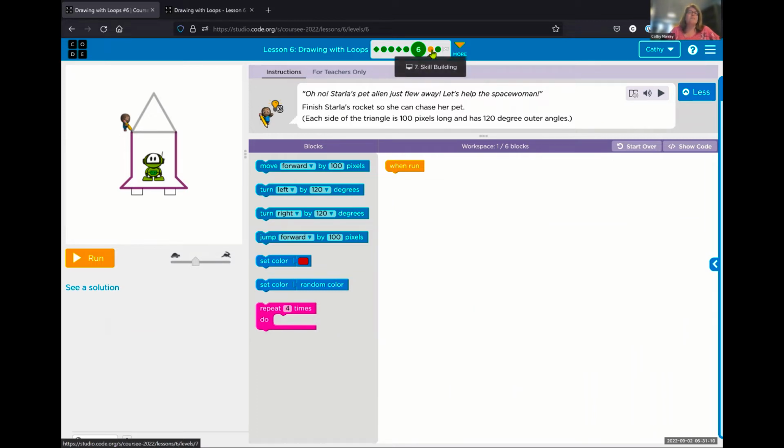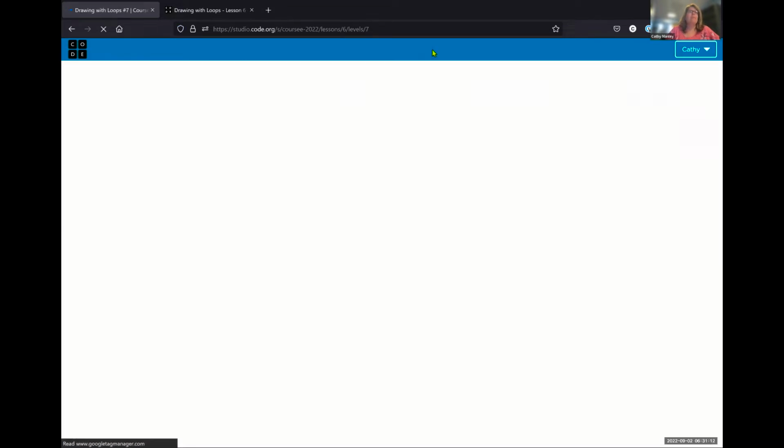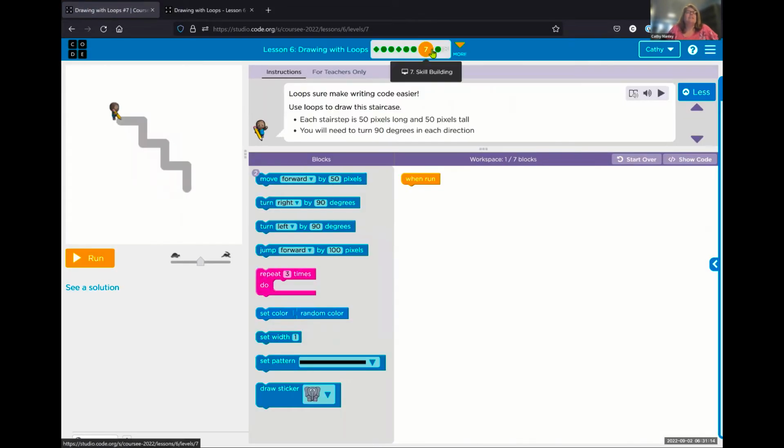When they get to puzzle 7, before students begin this lesson, really go through problem-solving steps. What's the problem? Which is to draw a staircase. They need to develop a plan. So this is another really great place where you might have students draw the staircase on paper and decompose the steps to draw the staircase. Where do they recognize a pattern in their process, and how could they use that pattern to create a loop?